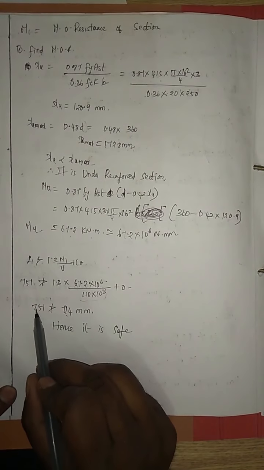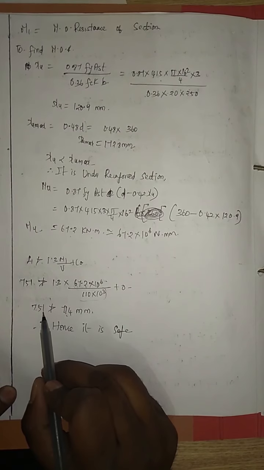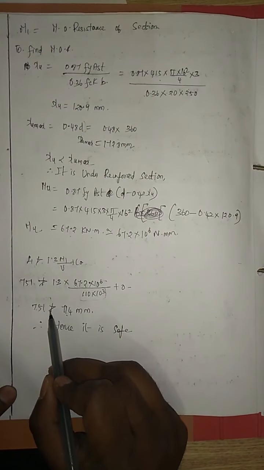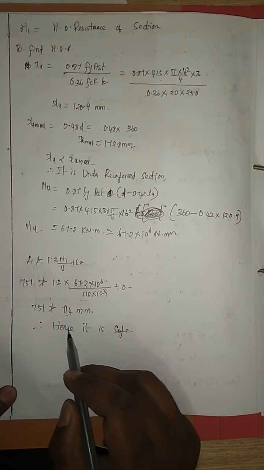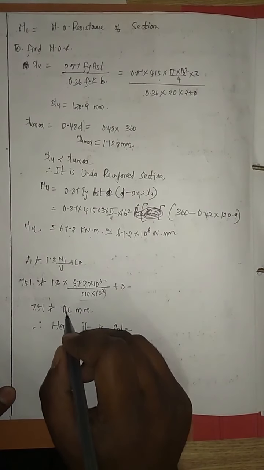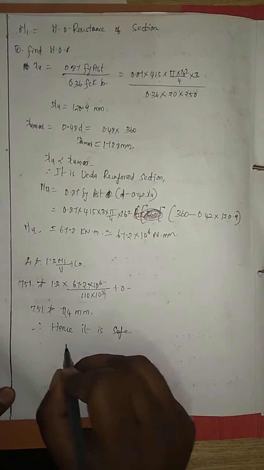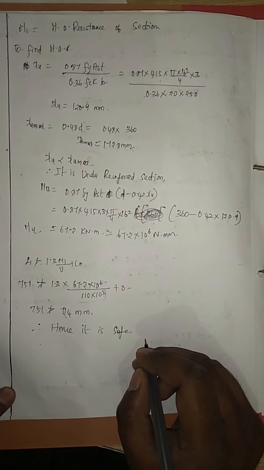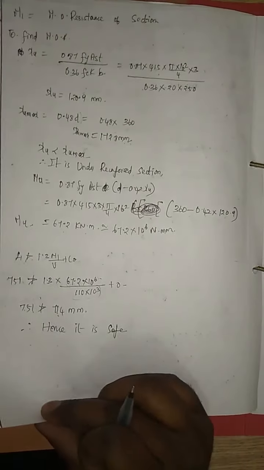So this 751 is not greater than 714 mm. So hence it is safe. You understand? You understand the concept? So this is all about the problem. Okay.